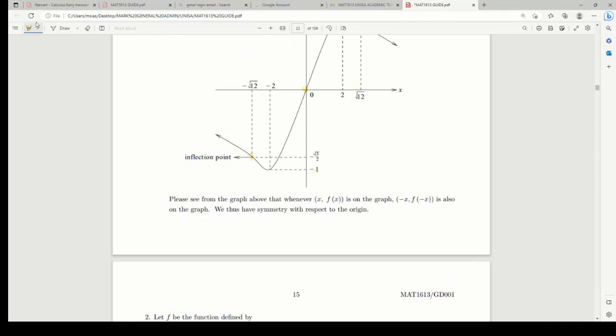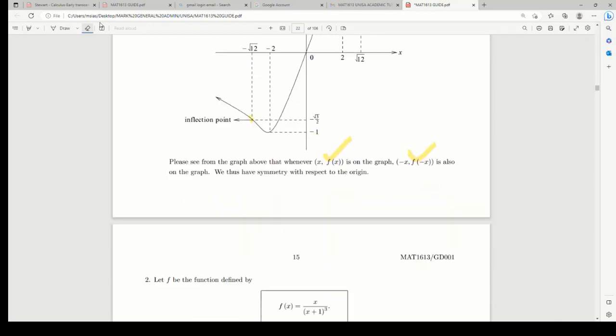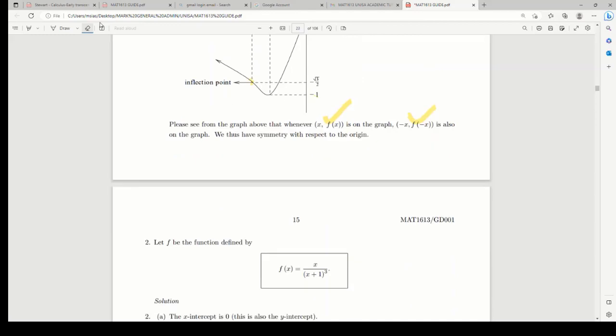Right. And we can see from symmetry, because we have -x, -f of x here, and we also have x, f of x, that the graph of this function is symmetric. Sorry, I was going to say with the line y equal to x, but it's symmetric with respect to the origin in that case. And there's your graph. Any questions there, guys?